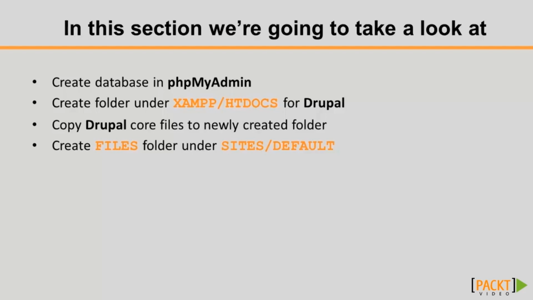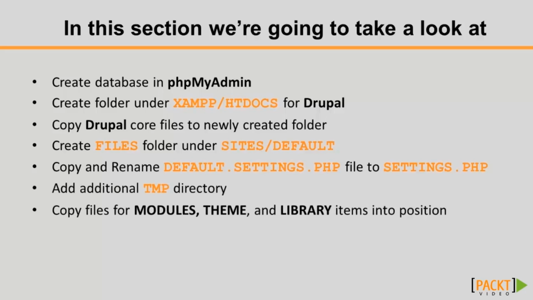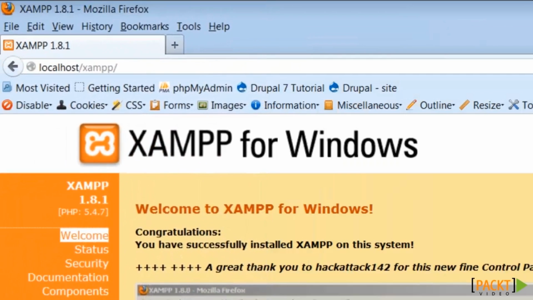Then set up a files folder where it needs to go. Copy and replace the default settings PHP file over to the settings PHP file. Add an additional temp directory, the purpose for which we will not get into until much later in these videos. Copy over the files for all the contributed projects, theme, and library files, and put them in position. And finally, install Drupal.